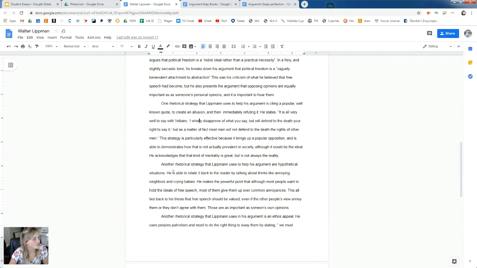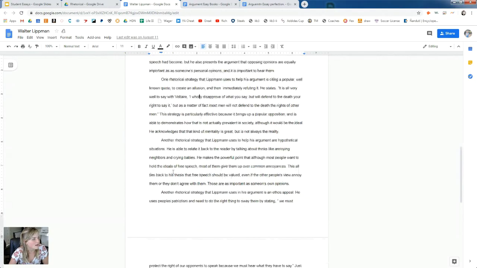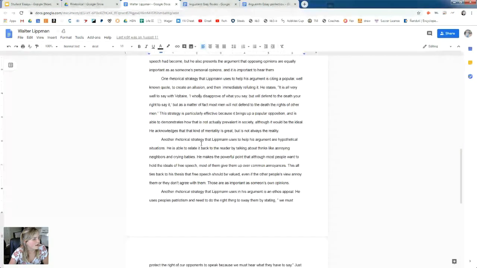Another rhetorical strategy that Lippmann uses to help his argument is hypothetical situations. He is able to relate it back to the reader by talking about things like annoying neighbors and crying babies, which we didn't get to that part, but I promise it happened. He makes a powerful point that although most people want to hold the ideas of free speech, most of them give them up over common annoyances.